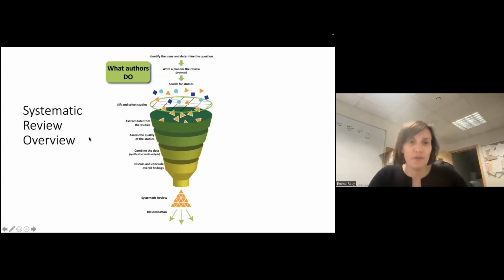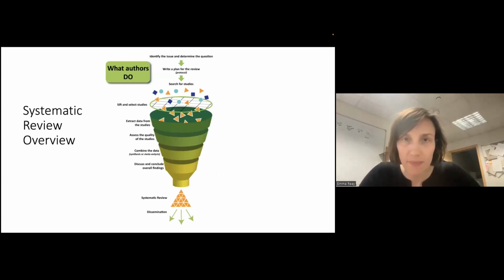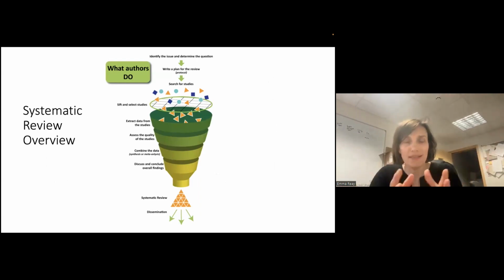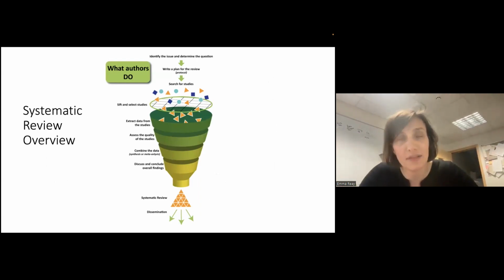So essentially, the overview of systematic review, it's quite a complicated process, but essentially, you're identifying your question, you're writing a plan or a protocol, and then you search for your studies, essentially using the tools that I've mentioned. There's then a sifting process to sift out the studies that are going to answer the question and be relevant to the question that you're asking. You take the data from those studies and then assess the quality of that data from within the studies, making sure that you've done a bias analysis. Combine the data together and then discuss and conclude the overall findings.